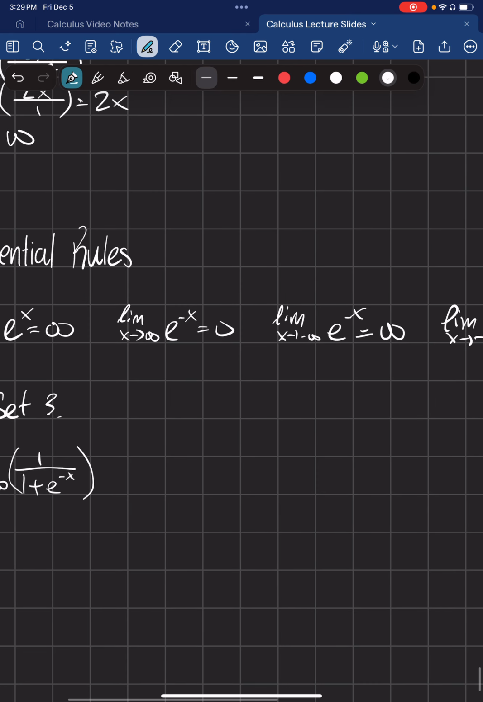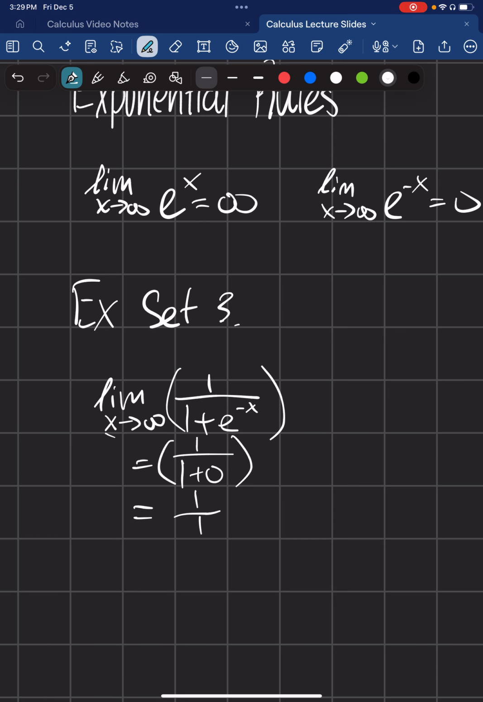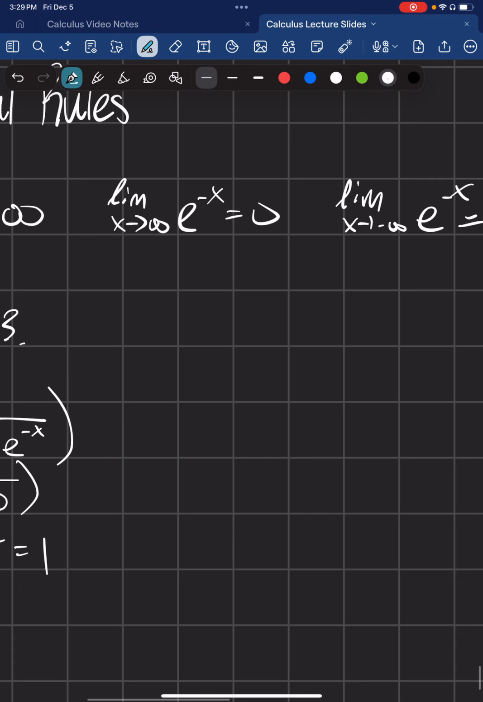If we look back at what we have here, we know that the limit as x approaches infinity of e to the negative x is 0, right? So we must be able to say that this is equivalent to 1 over 1 plus 0, which gives us 1 over 1. So it's just 1. So the limit as x approaches infinity of 1 over 1 plus e to the negative x is just 1, right?